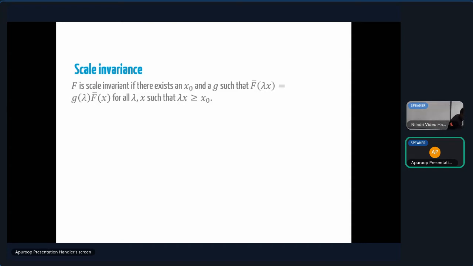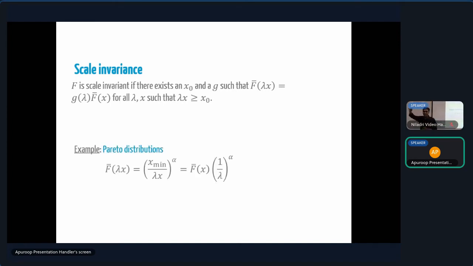So you can immediately see that the Pareto distribution satisfies the scale invariance property. Because if you replace x raised to minus alpha with lambda times x raised to minus alpha, it's again lambda raised to minus alpha times x raised to minus alpha. That also tells you what g has to be: g has to be of the form lambda raised to minus alpha. So this is an obvious example.